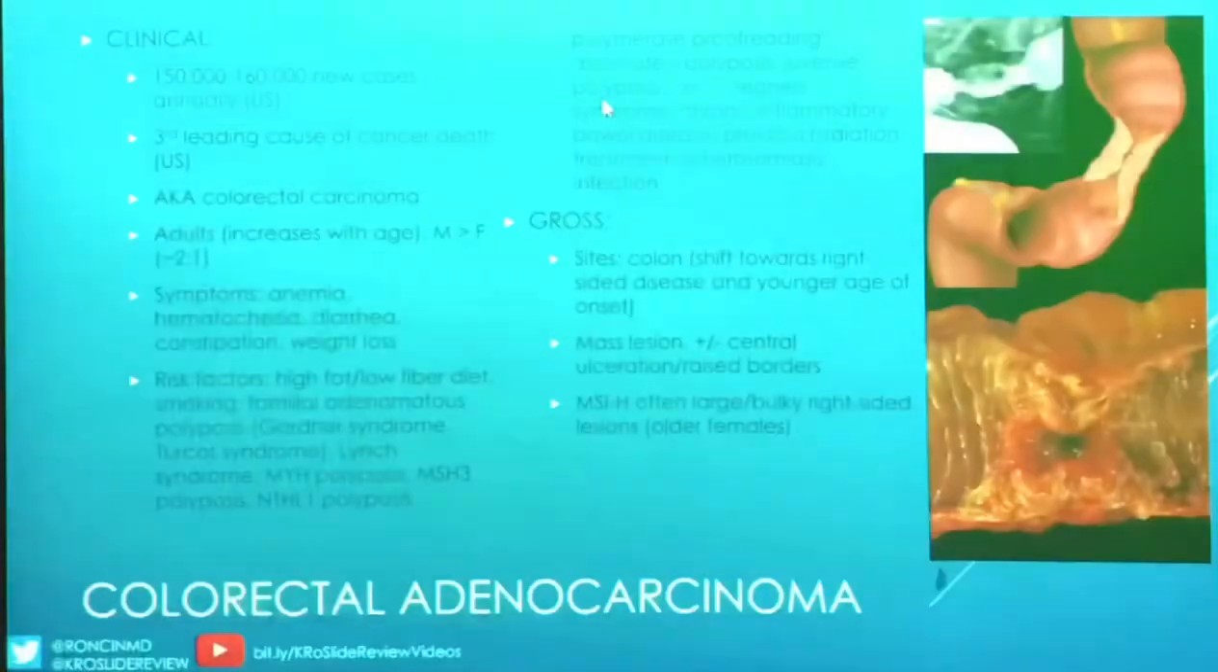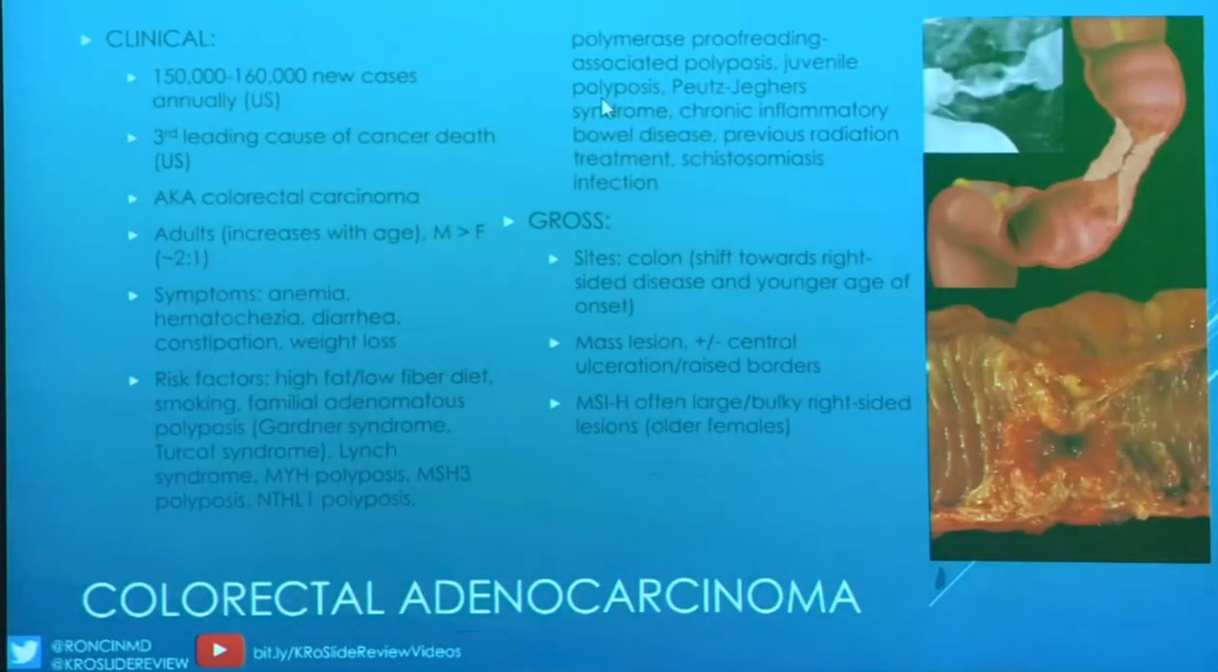All right. So this is your colorectal adenocarcinoma, which is great because I spelled that correctly since we've been having spelling problems today. In the U.S. alone, we have 150 to 160,000 new cases every year. It is the third leading cause of cancer death in the U.S. So not overall, but if you're looking at just cancers. We also just call this colorectal carcinoma or CRC.